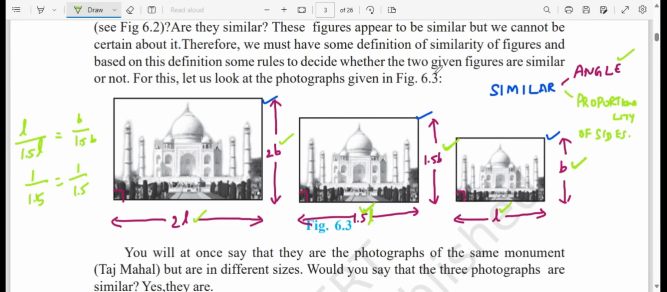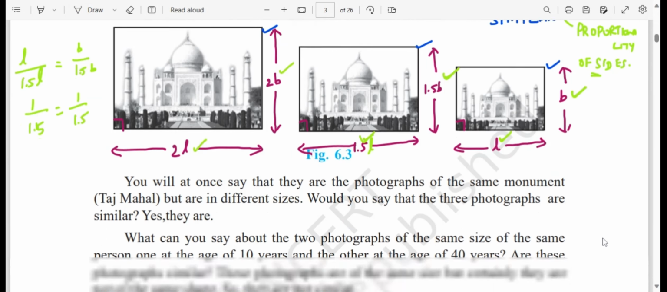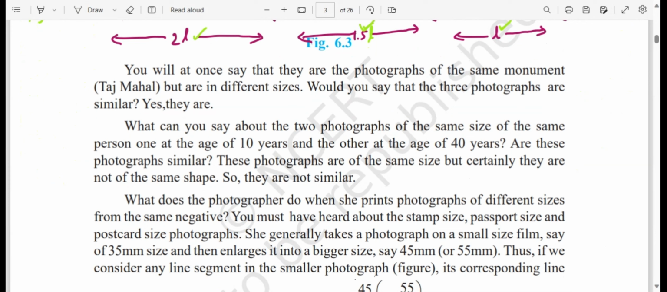Okay. So if a figure has to be similar, then the angle plays a major role, and also the proportionality of the sides. It plays a major role. So we will understand more as we speak about this proportionality.